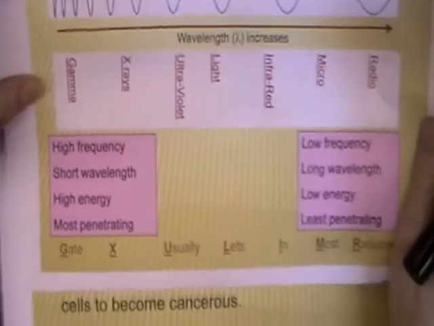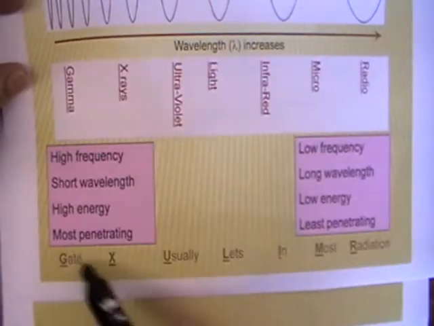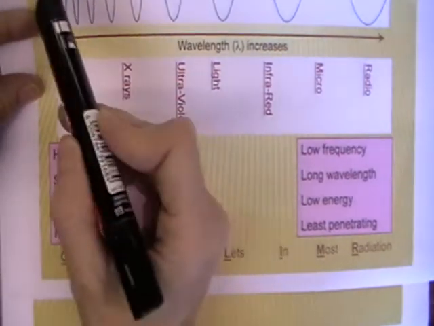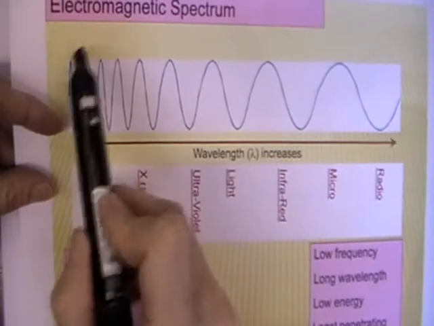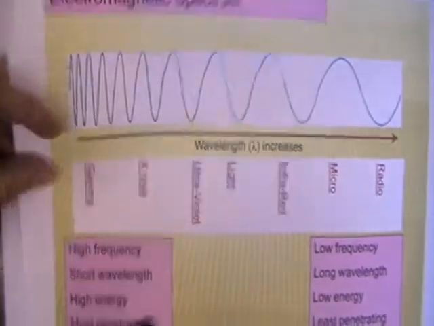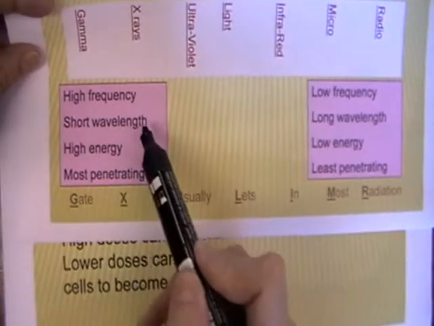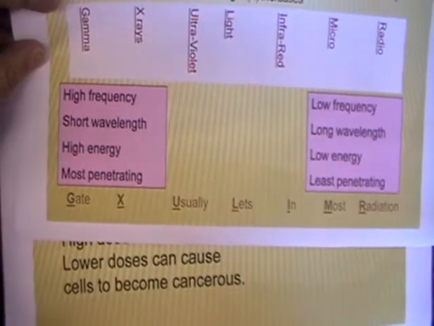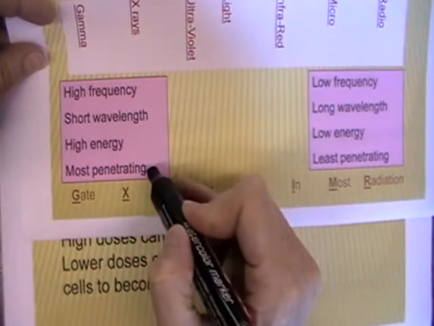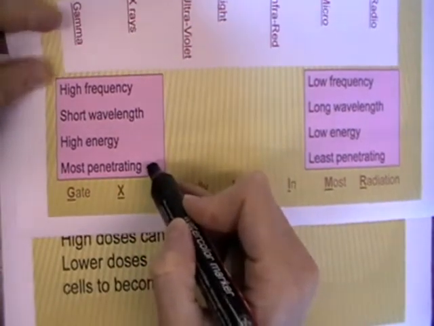And if I turn this round again, you can see the ones at the left hand end, the gamma ones, have very high frequencies. That means there's lots and lots of them. If you look at the wavelength, you can see that if you had a screen, you would have lots and lots of waves shown on the screen. They have a very short wavelength, and this is probably the most important thing about them. They have very high energies and they're very, very penetrating, and that makes them very dangerous.